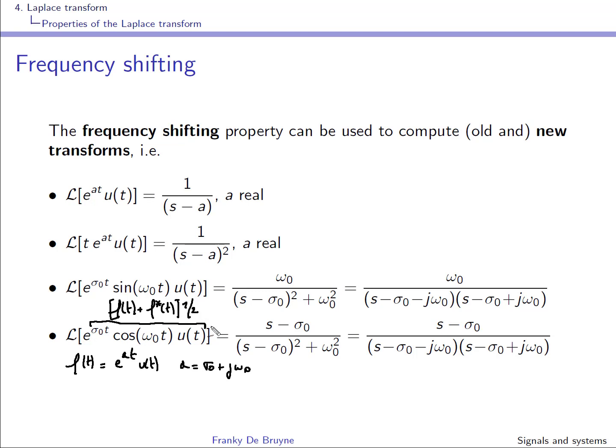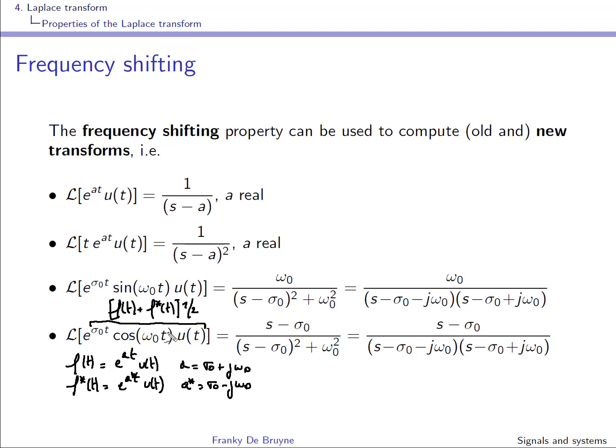Okay, so you can review this in section 2. That's the advantage of a video course. And here the complex conjugate of f of t is the exponential of a conjugate times t, the whole thing times u of t, and the complex conjugate of a is sigma 0 minus j omega 0.